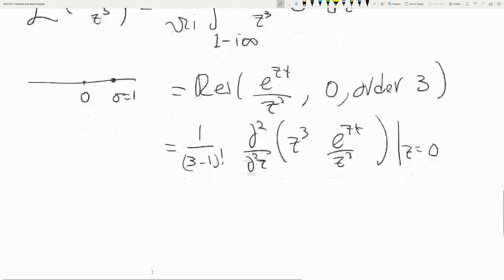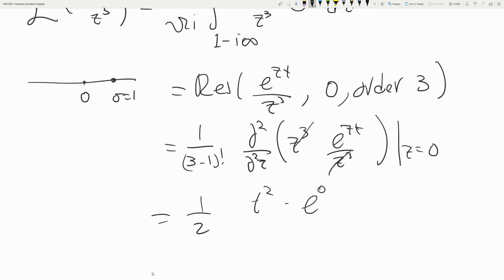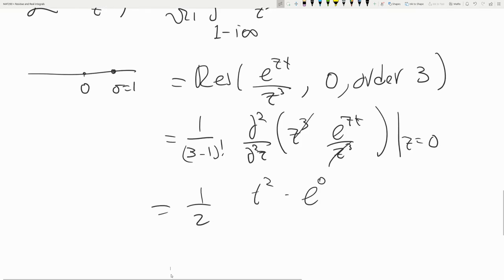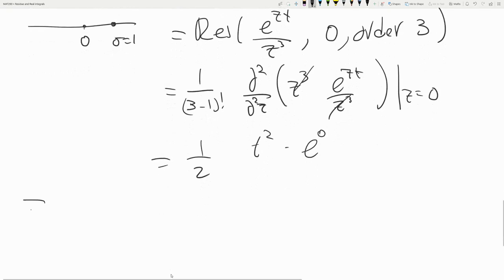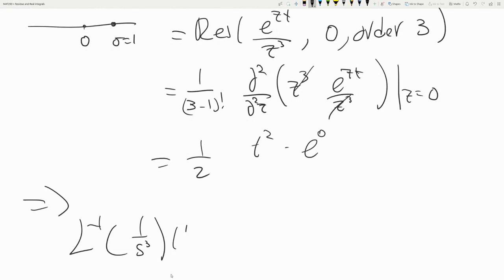These cancel out, and you're just left with 1 over 2 times t squared times e to the 0. So as expected, the inverse Laplace of 1 over s cubed is equal to t squared over 2, like in the table.